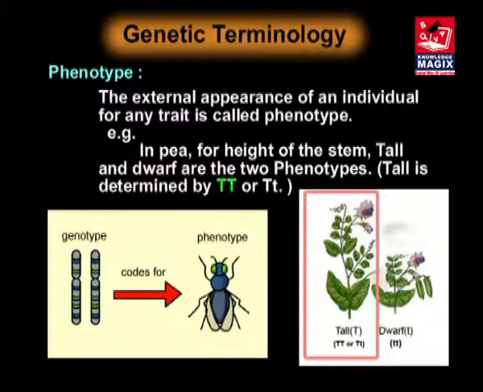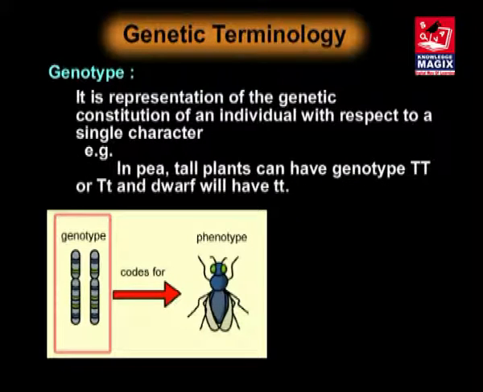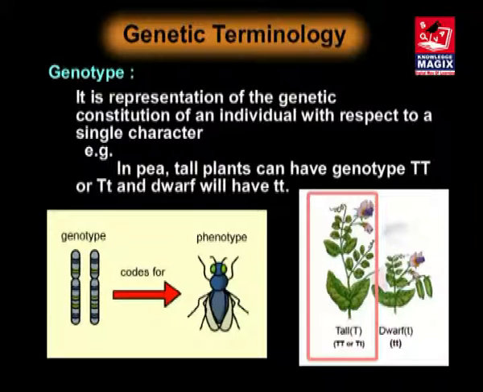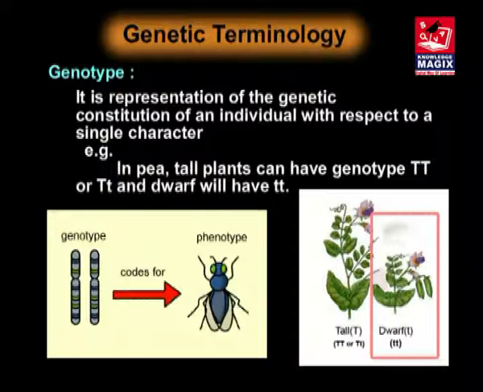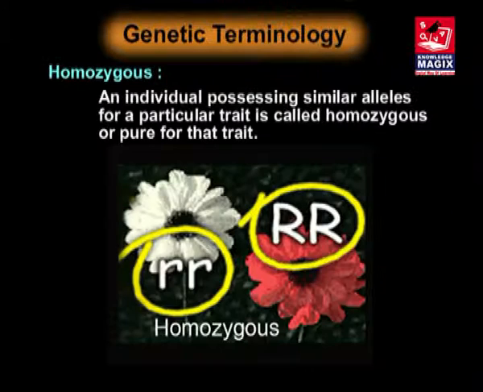Tall is determined by capital T or capital T small t. The genotype: it is representation of the genetic constitution of an individual with respect to a single character. For example, in pea, tall plants can have genotype capital TT or capital T small t, and dwarf will have small tt. Then homozygous: an individual possessing similar alleles for a particular trait. These are homozygous or pure for that trait.